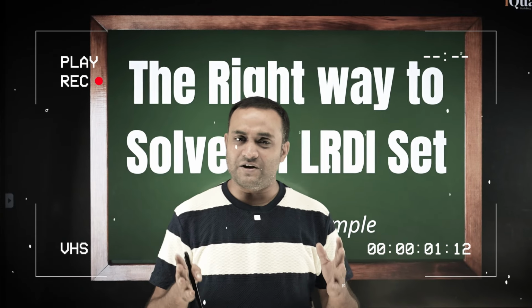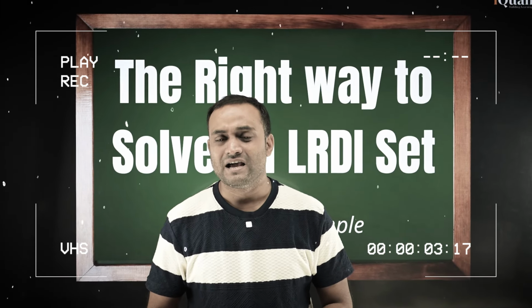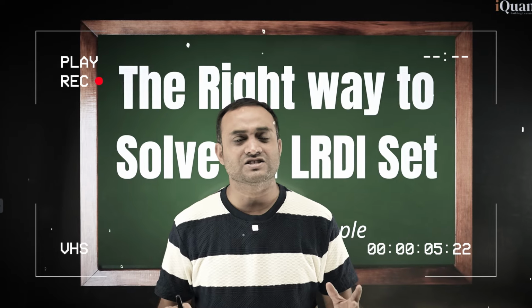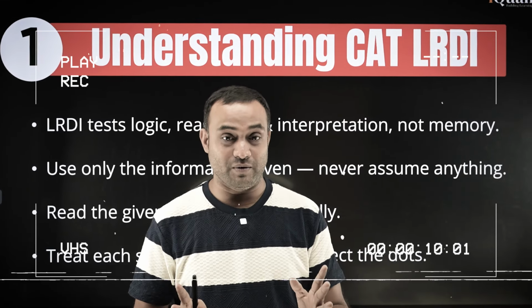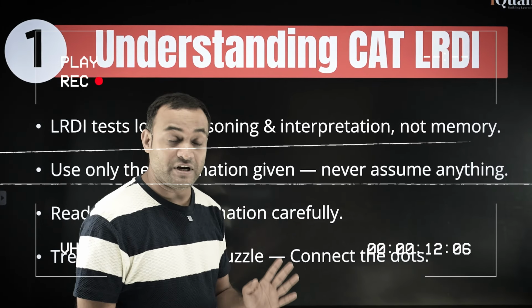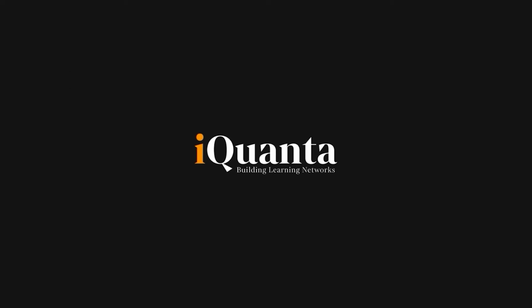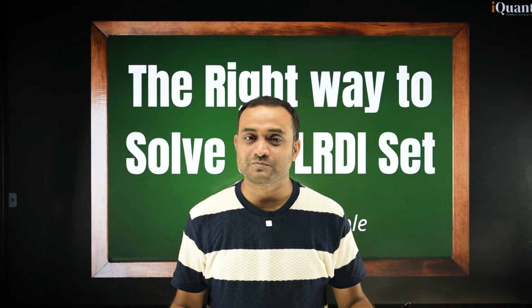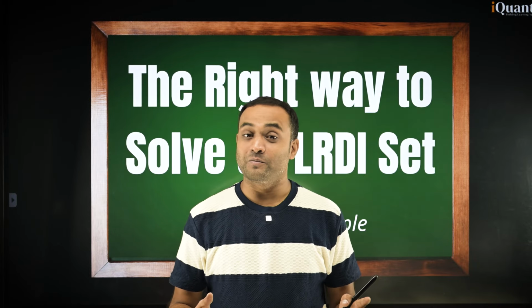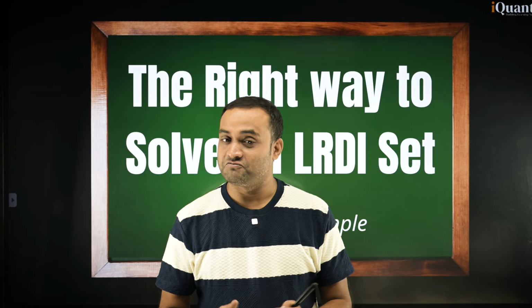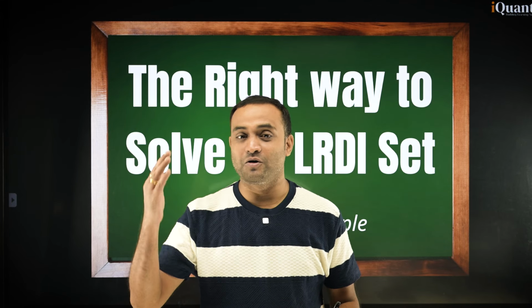So what is different in case of LRDI and why do we struggle in this section so much? We don't assume anything unless it's given properly. Each set should be treated as a puzzle. If you are from a mathematics background, you can be an expert in quant. If you are from a strong English background, your VRC might be at its peak.